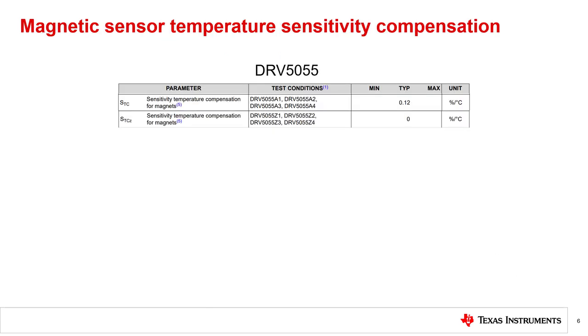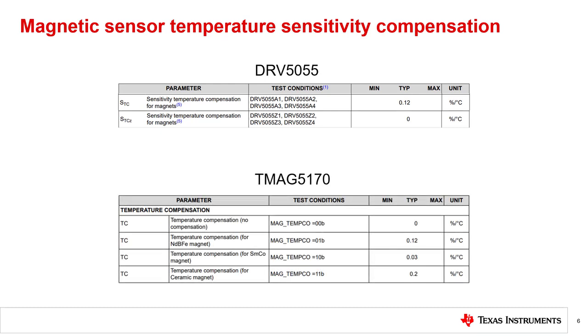TI offers magnetic position sensors that are designed to adjust sensitivity automatically to compensate for the remanence change in magnets across temperature. In some cases, the sensitivity temperature coefficient is fixed for a specific device orderable, as shown in this excerpt from the DRV5055 datasheet. The A variants of the DRV5055 have a sensitivity temperature compensation of 0.12% per degree Celsius, while the Z variants have a 0 sensitivity temperature compensation.